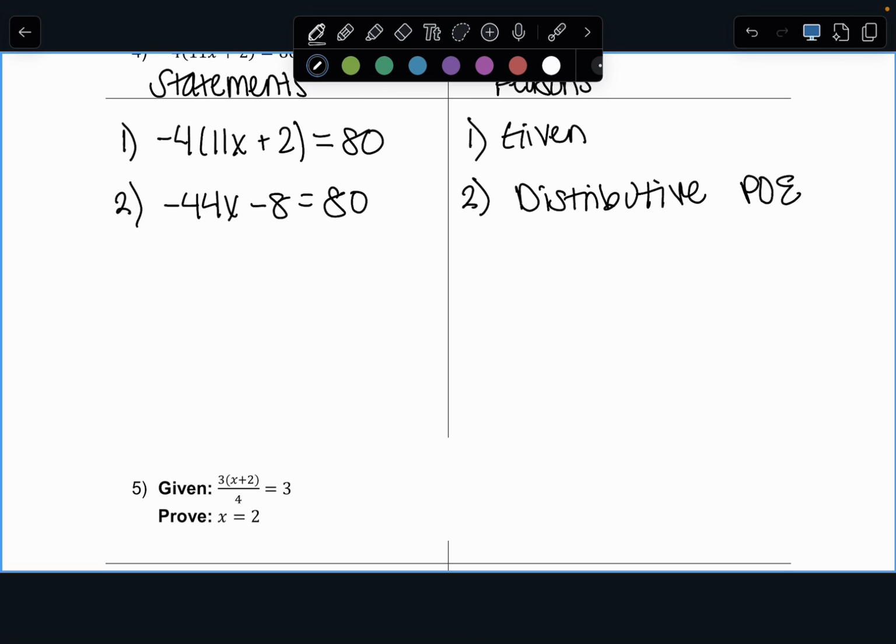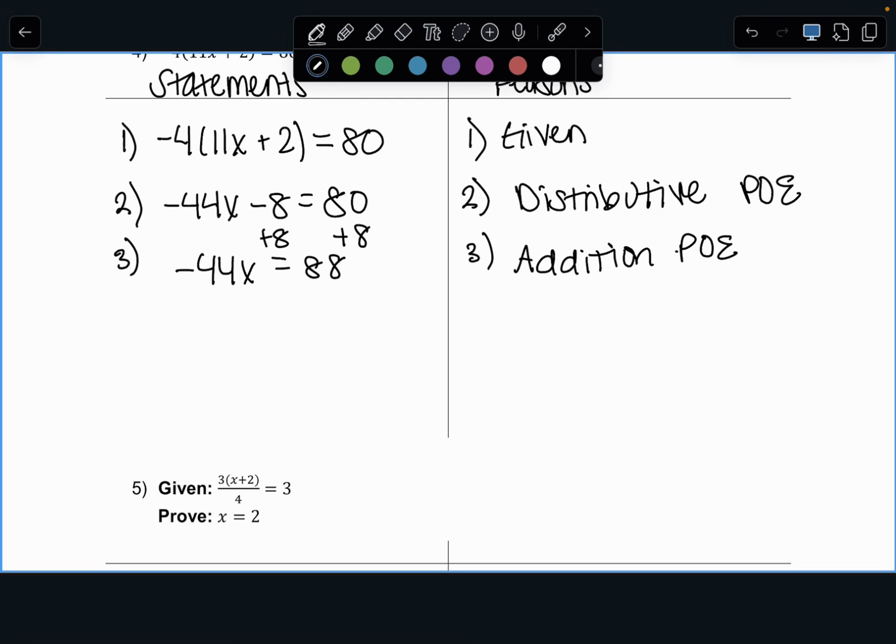Now, to isolate my x, what should I do? Add 8, and if I'm adding something, what property did I just use? Addition. We get -44x is equal to 88. My very last step to get rid of the -44, what should I do? Divide. And we get x is equal to -2. Since I divided both sides by a number, that is my division POE.